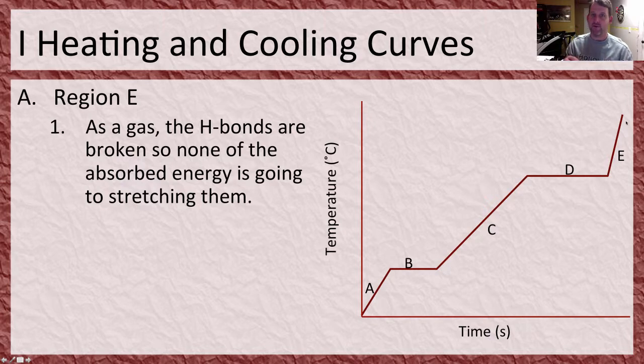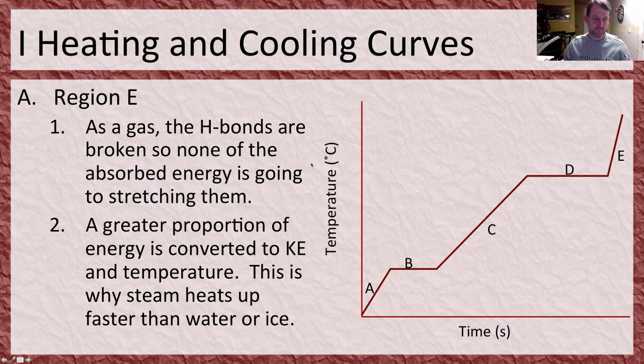Some is still being stored as faster internal vibrations in the molecules, like between the hydrogen and oxygens in the water, and some is rotational energy, but much of it is going into kinetic energy, at least more of it, because we're not having to stretch those bonds. Okay. And that's why it can heat up. That's why steam heats up faster.